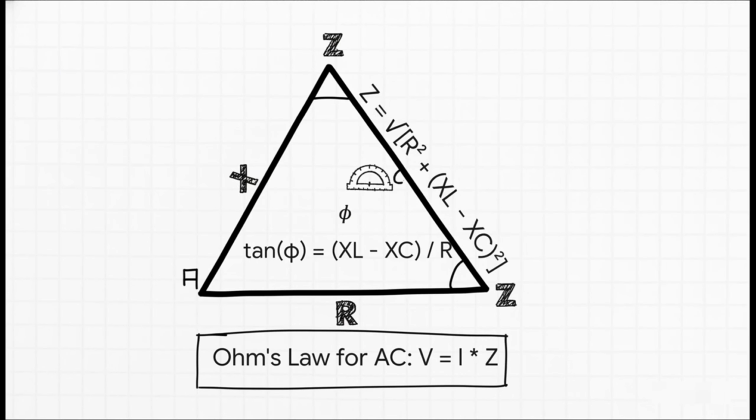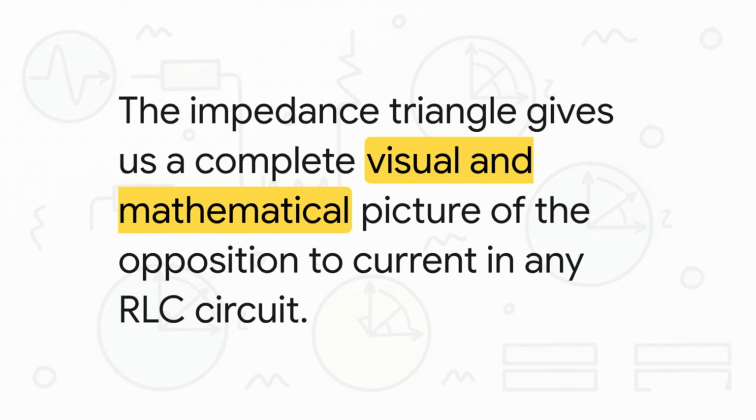And this is where we see the real power of thinking geometrically. From this one simple triangle, basic high school trig gives us everything we need for a series RLC circuit. We can calculate the total impedance magnitude using Pythagoras' theorem, we can find the overall phase angle, and we can even apply a new version of Ohm's law made just for AC circuits. So at the end of the day, the impedance triangle isn't just some neat little trick. It's a really comprehensive tool. It gives us a complete visual and mathematical picture of the total opposition to current, taking into account both the simple resistance and those competing effects from the inductors and capacitors.